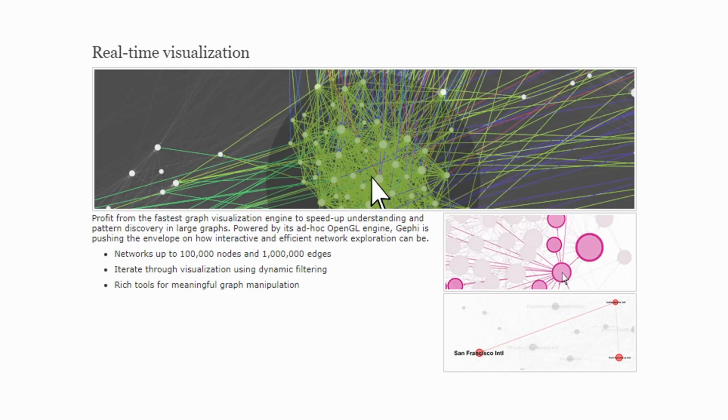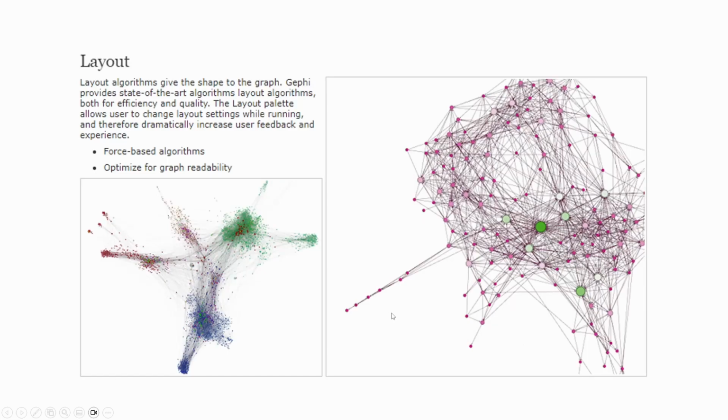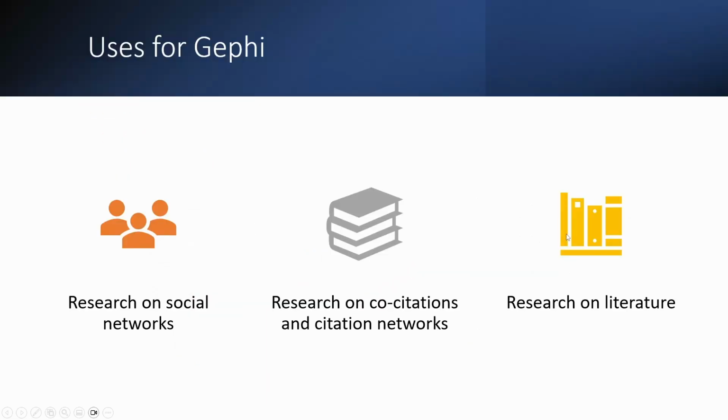There are several features that Gephi offers. You can have a real-time visualization, so as you are moving and playing with your graph, you get to see some specific data highlighted. You can design different layouts in order to discover different patterns, isolated networks, elements that are out of the network or elements that are very concentrated. Other possible uses for Gephi, well, the one I'm talking mostly about is the research on social networks. But you can also do research on citations and citation networks, or you can do research on literature. I will show you with an example in a sec.